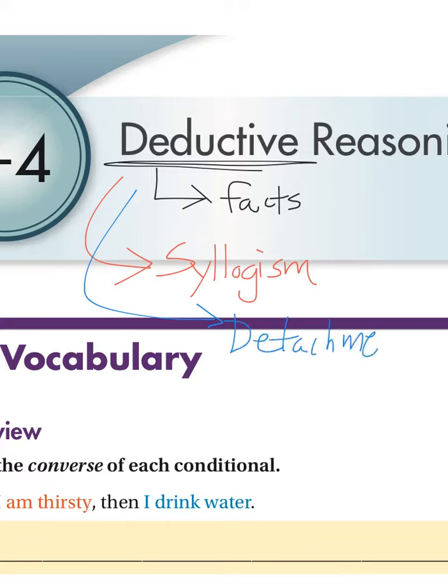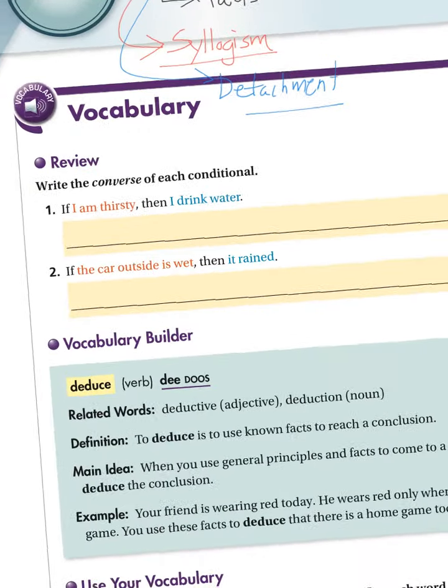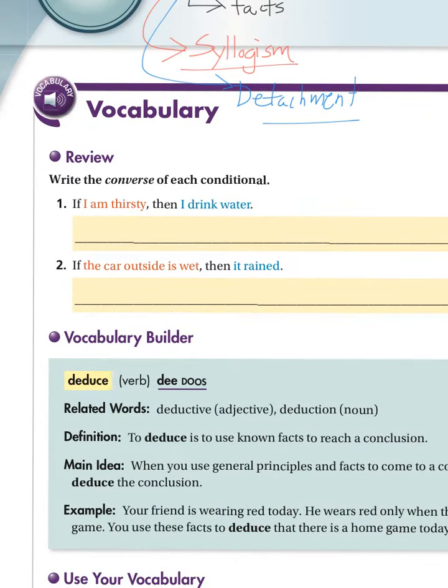We're going to use these two laws to come to conclusions. Deductive reasoning is the big idea, but we're going to use syllogism and detachment to do that. So, real quick review. If I'm thirsty, then I drink water. Obviously, the converse of that is if I drink water, then I am thirsty. I'm not even going to finish it.